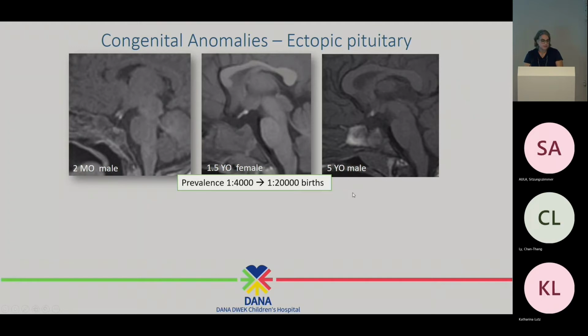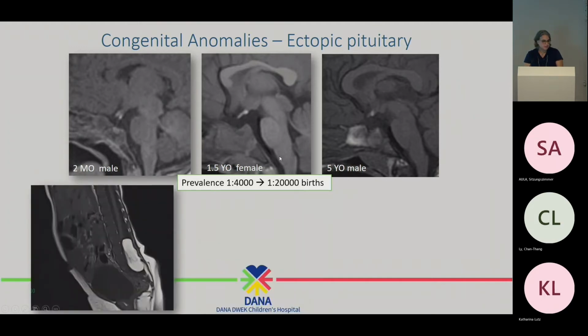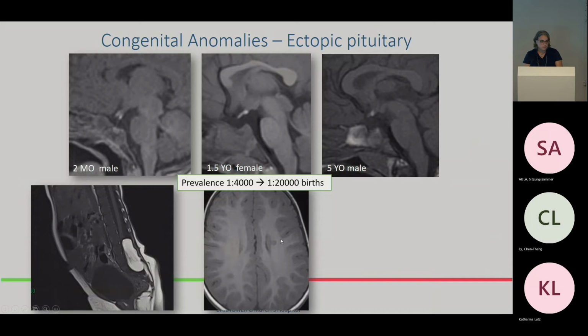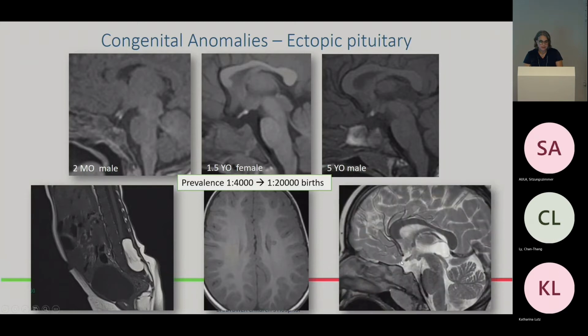What is important in these children is always to evaluate the whole brain and spine axis for other anomalies. So, for example, in this patient the ectopic pituitary was actually an incidental finding when the child was assessed for tethered cord and a large intrathecal lipoma. This 1.5-year-old female, when we looked at the brain, had this heterotopic gray matter adjacent to the ventricle, and this 5-year-old male had a large pineal cyst, which we followed later.